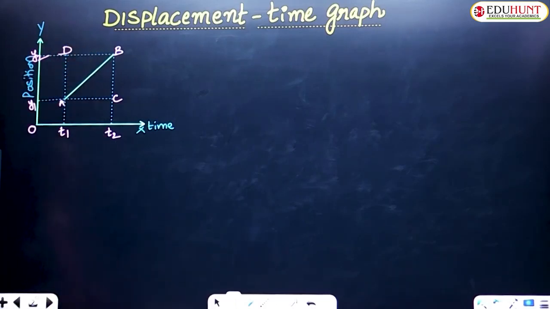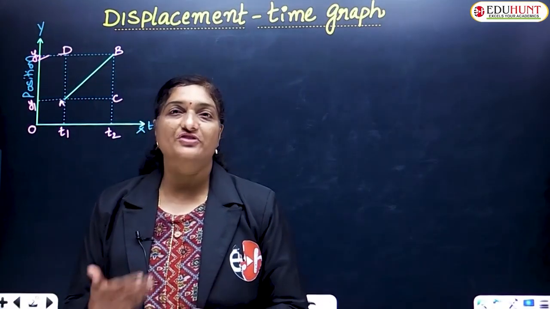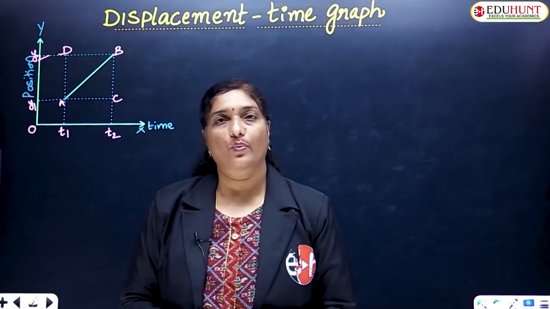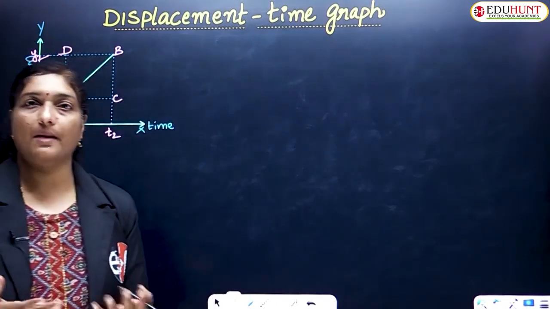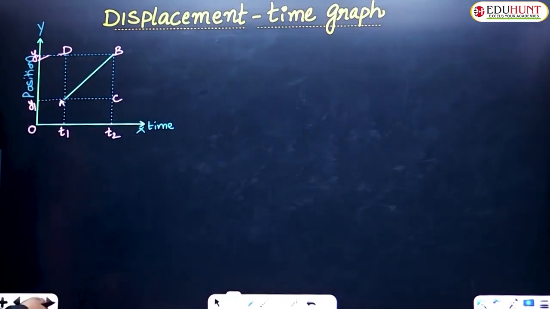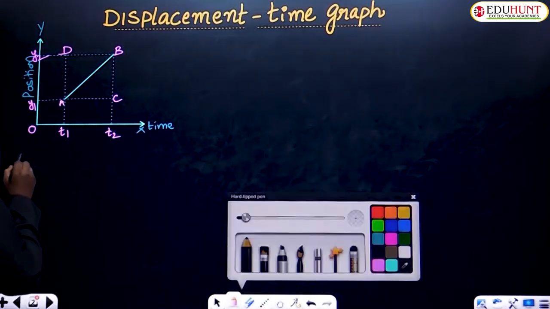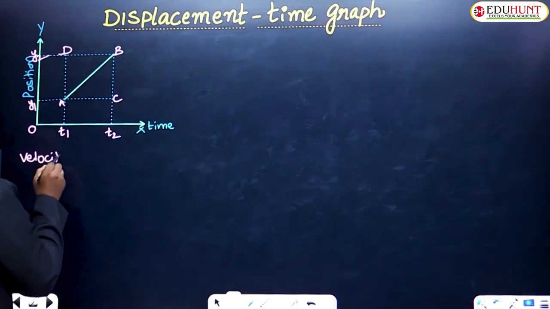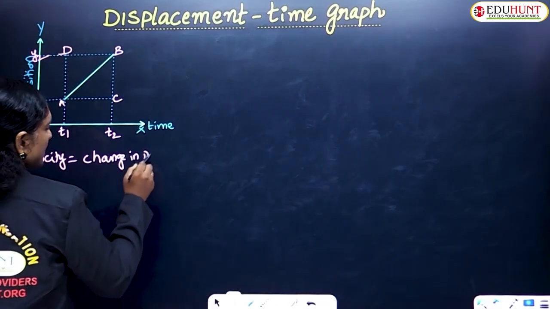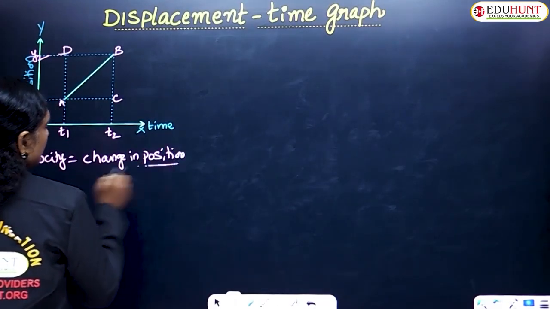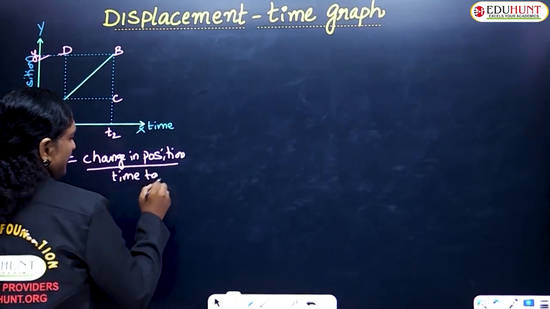Okay, children? Well, now you know that according to the definition of velocity, the rate of change of displacement is called your velocity. That means velocity is equal to change in position upon the time taken. Or speed is equal to change in position upon time taken. Hence we can define velocity according to the definition of velocity. Velocity is given as change in position upon time interval, time taken.